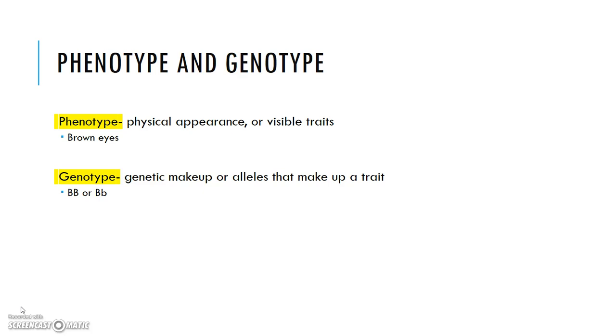So the other term that you need to know before we can get into Punnett squares is the difference between what a phenotype is and a genotype. A phenotype describes something's physical appearance or visible traits. So think about it, brown eyes. A genotype is the genetic makeup that causes these physical traits to appear. So your capital B, or capital B lowercase b, or lowercase b, lowercase b.